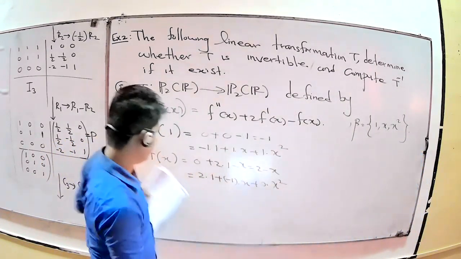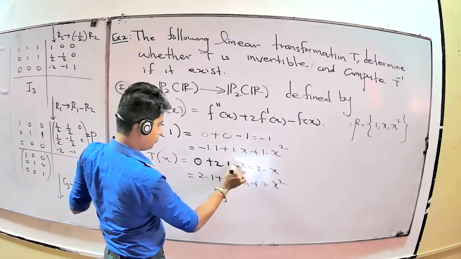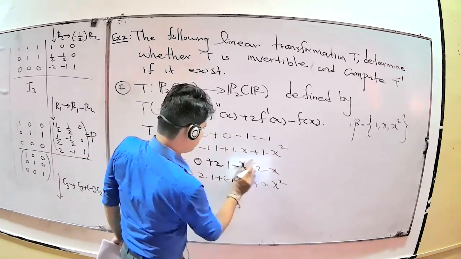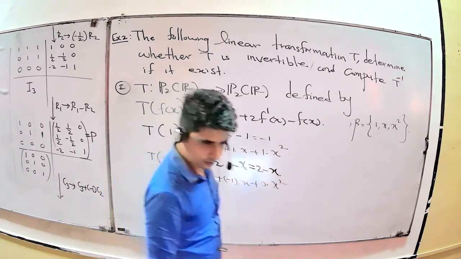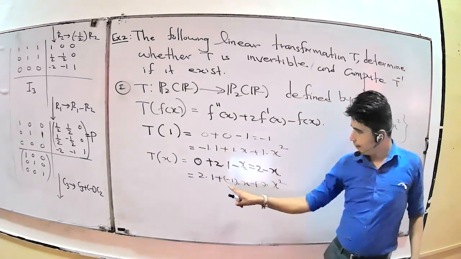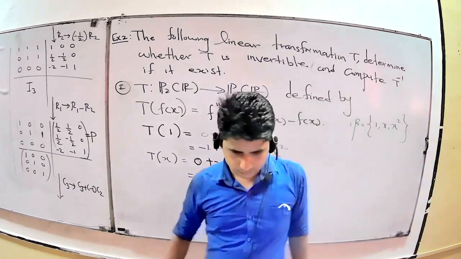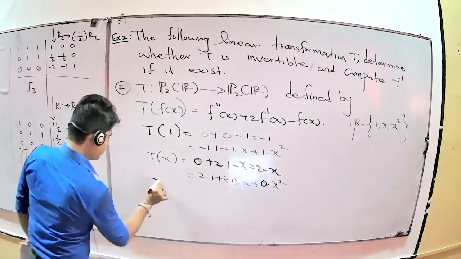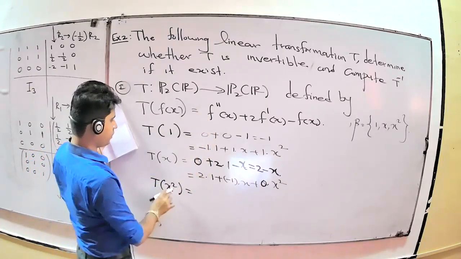0 into s squared. Yeah, 0 plus 2 into 1 minus x. Okay, this one equals 2 minus x. Next part, 2 into 1 minus 1 into x, 0 into s squared. Okay, 0 into s squared.